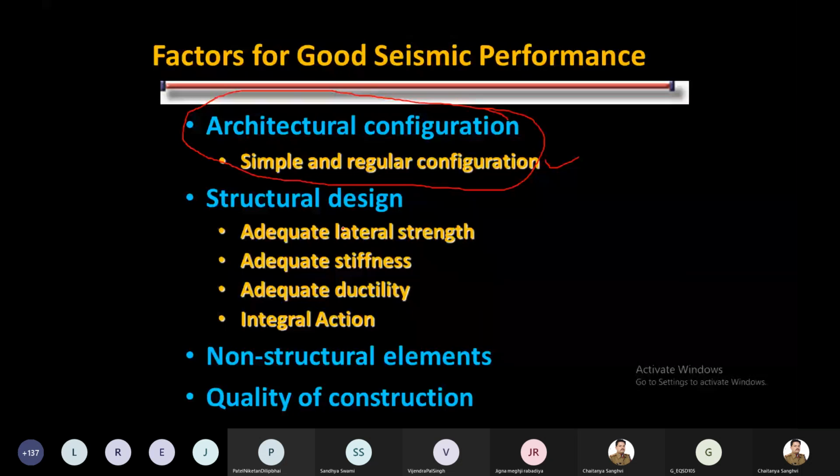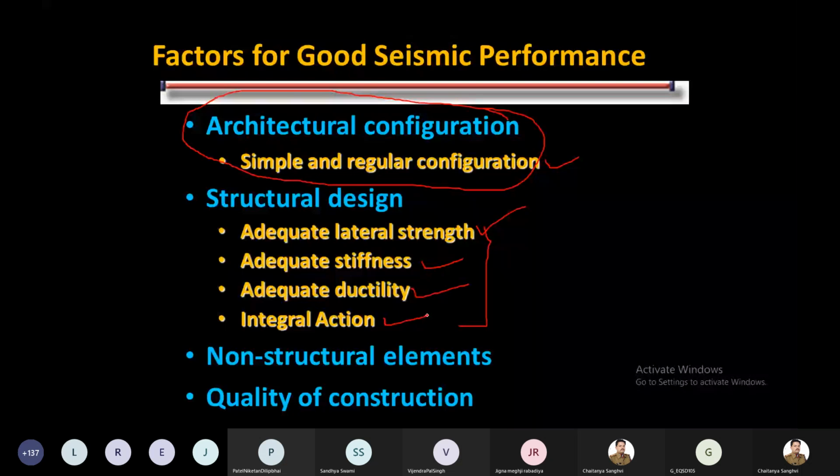The structural design part: we have to ensure these four things. This is very important. Professor Murthy has already mentioned adequate lateral strength, stiffness, ductility, and integral action. These are the four important parts the structural engineer has to provide, right? This is very important for this purpose, and then we have to consider the effect of non-structural elements also.